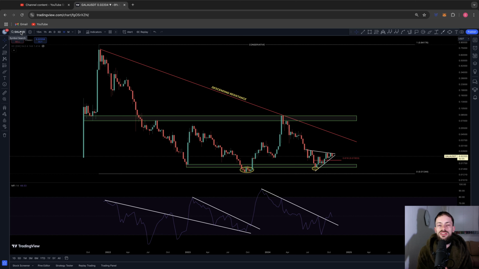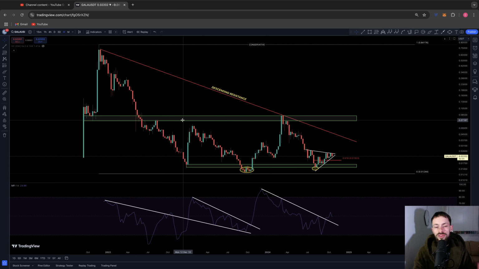Today we will be discussing the likes of Gala. The ticker is GALA against USDT on the weekly time frame. So let's dive in. Looking at Gala here, I do have the MFI indicator on. This is the Money Flow Index, and we use it very similarly to the RSI.